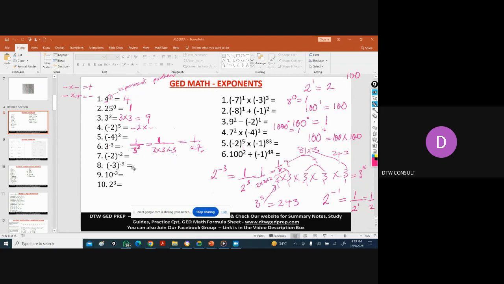Is that negative or a positive? It's a positive, because you have cleared it out here. Your answer will be a positive. Isn't that negative 3 the power? Yes, it is. So it will automatically turn positive after you do the inverse. Okay, got it.